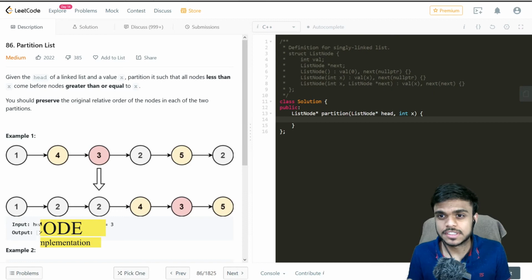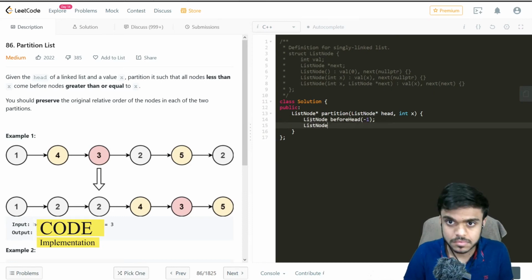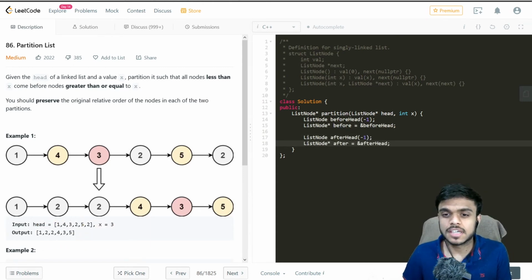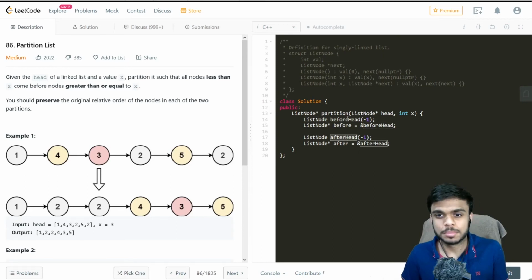Initially, we will start with creating the two dummy nodes of the list and a few pointers. So these are the two dummy nodes. The first is before head and the second is after head. The before head would contain all the elements that are less than, what am I saying, less than the element x. And after head would contain all the remaining elements. We have also created two list node pointers, before and after, because we will be iterating with the help of these pointers.